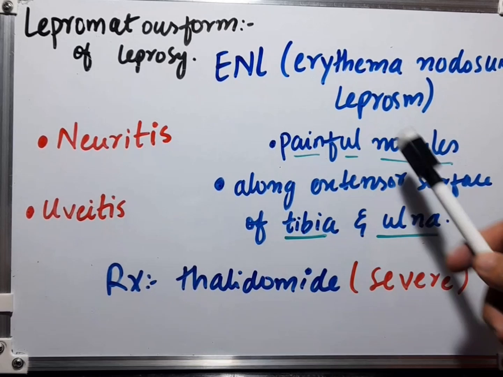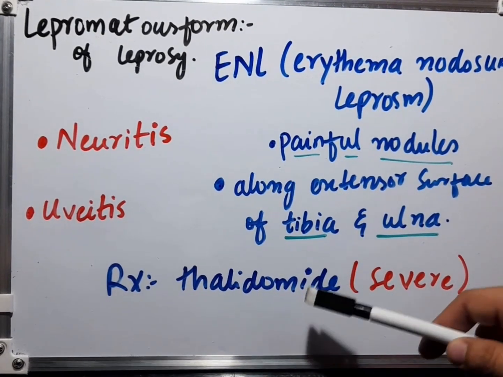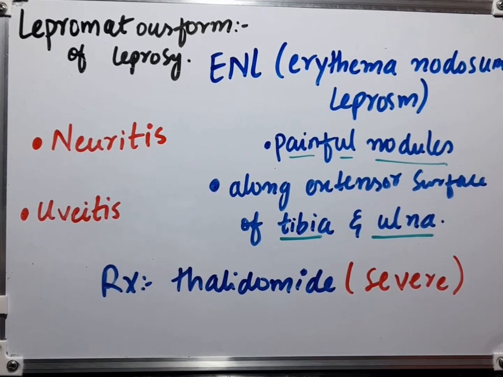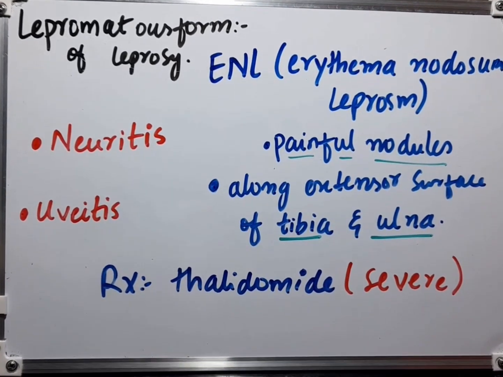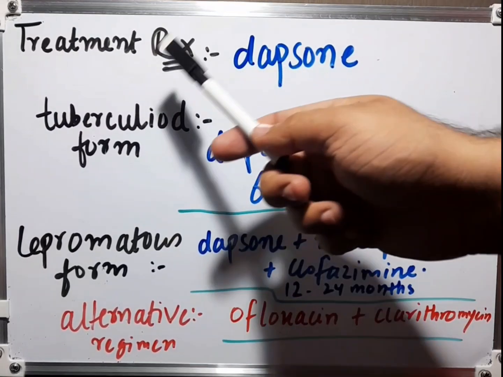The drug used against severe ENL is thalidomide, which is an anti-cancer agent, but the initial treatment for the lepromatous form of leprosy is clofazimine and dapsone. We will now discuss the treatment of leprosy.